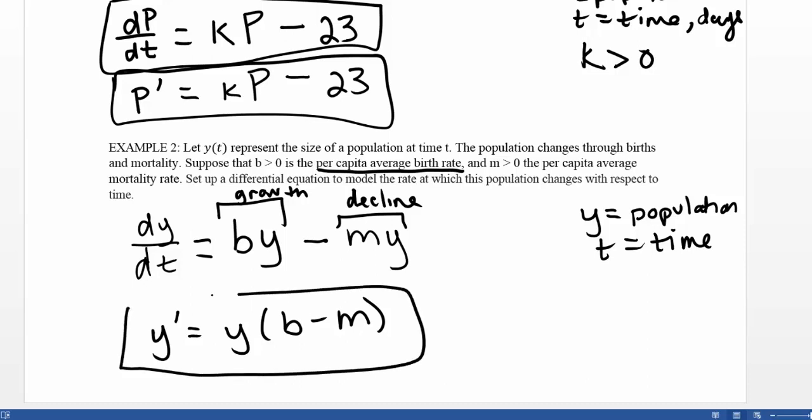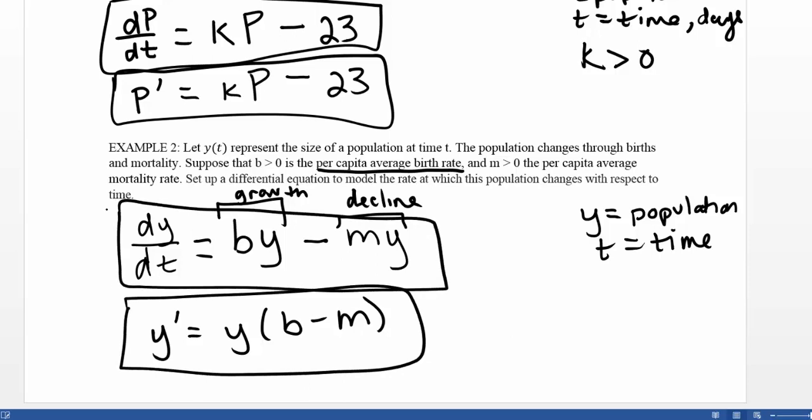And again, you can write this either way depending on your preferences, what the problem is asking for, or the textbook you're using. And again, they represent the same thing. So again, we're relating the derivative of the population, so how much it's changing over time, with the actual variable for population. Let's look at another example.